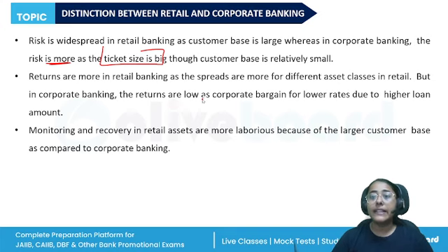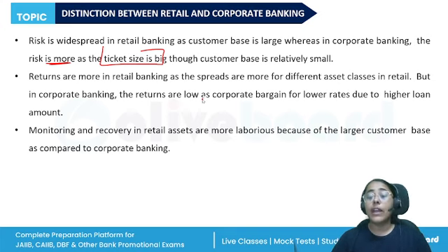Returns will be more in retail banking because the spreads are more, but in corporate banking the returns are low because the corporates can bargain. In retail banking, the bank has the upper hand. The customers are largely fragmented, they will not be able to bargain, so they have to accept whatever rates the banks are giving. But on the corporate side, the returns will be low because the customers are fewer and they can bargain for a lower rate. So returns will be more in retail banking, and less in corporate banking.